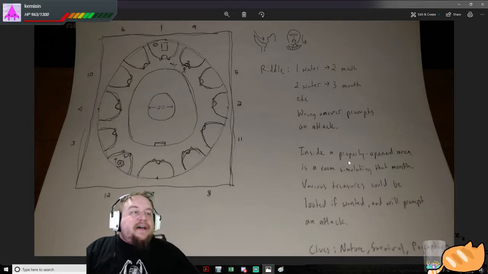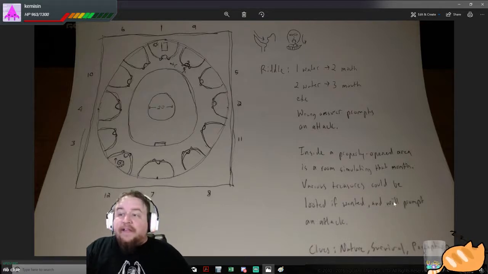All right, so inside a properly opened area is a room simulating that month. Various treasures could be looted if wanted, and that will prompt an attack as well.